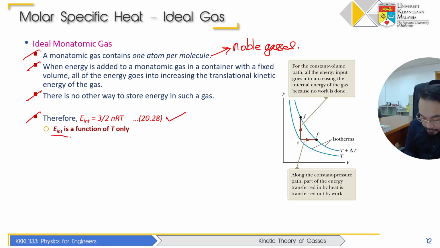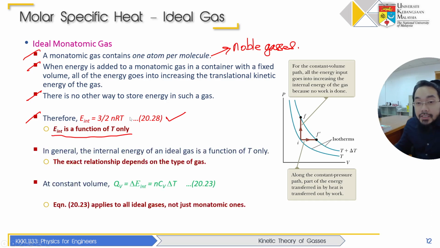Again, the change in internal energy is a function of temperature. In general, the internal energy of an ideal gas is a function of T only. The exact relationship depends on the type of gas. At a constant volume process, Q_V must be equal to delta E_int because W is 0, and therefore it must equal n C_V delta T. So this equation, 20.23, applies to all ideal gases, not just monoatomic ones.